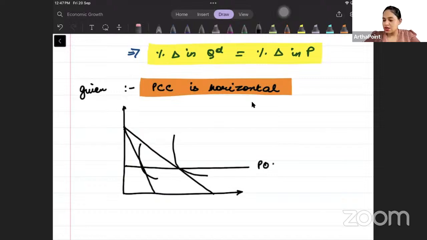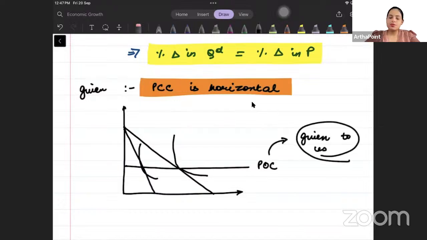This price offer curve or price consumption curve is given to us. I hope this is making sense. So what is given to us? It is given that the price consumption curve is horizontal.